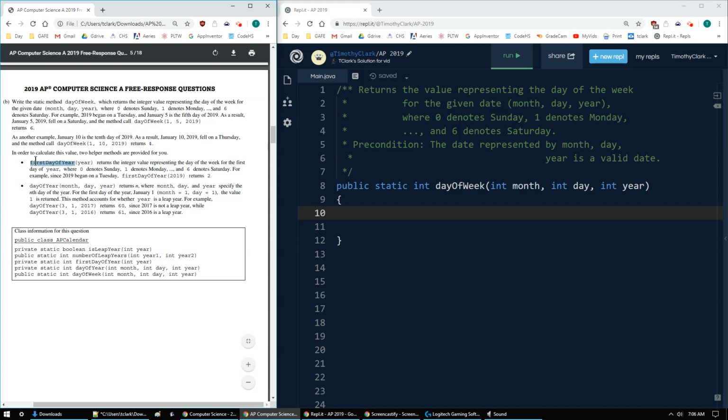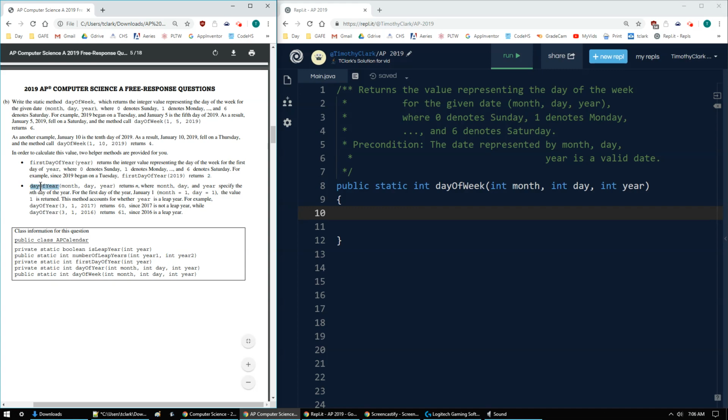So they're given two methods to us. First, firstDayOfYear, which takes a year and returns the integer value representing the day of the week for the first day of the year, 0, 1 through 6. For example, since 2019 began on a Tuesday, firstDayOfYear for 2019 would return a 2.